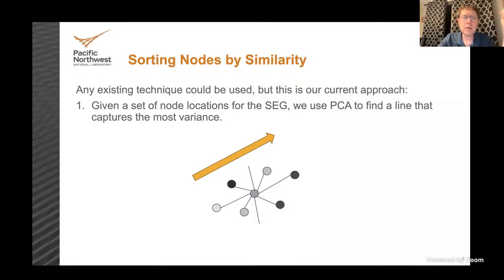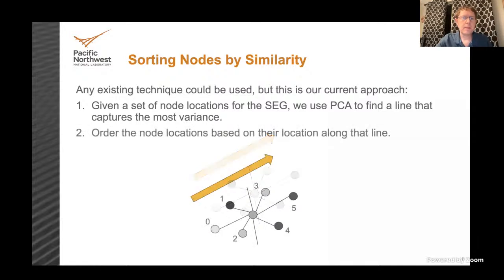It's the following. Given a set of node locations from your initial layout for a group of structurally equivalent nodes, we first apply principal component analysis to find a line that captures the most variance among the locations within that group. Once we have that line, we simply order those node locations based on their location along that line. That gives us our location ordering.